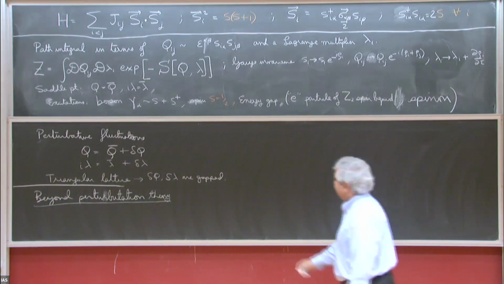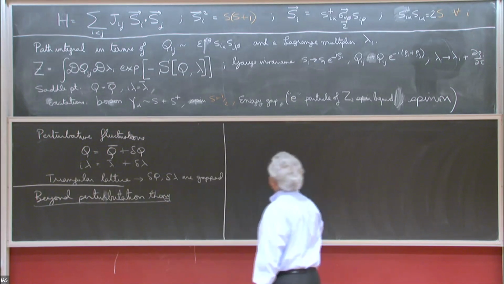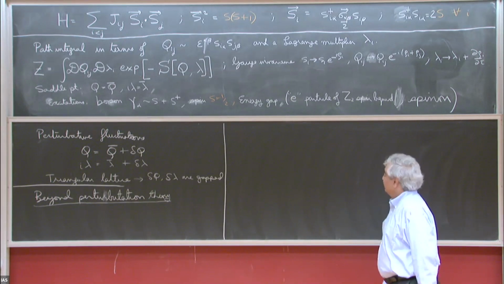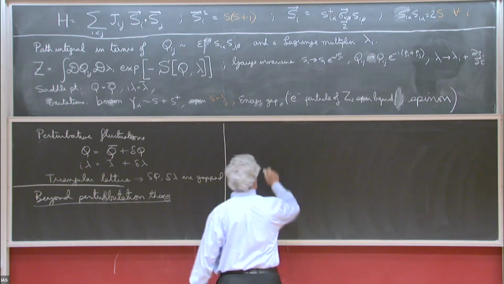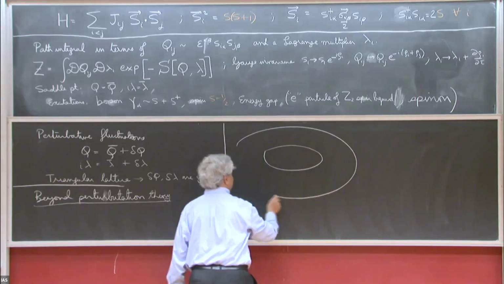Okay, so to understand the structure of other saddle points, in fact, the simplest place they first appear is on a torus. So take the system and put it on a torus. Okay. Here's a torus, a very big torus.